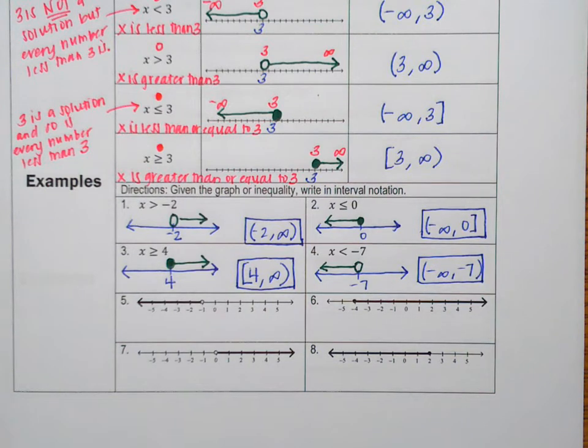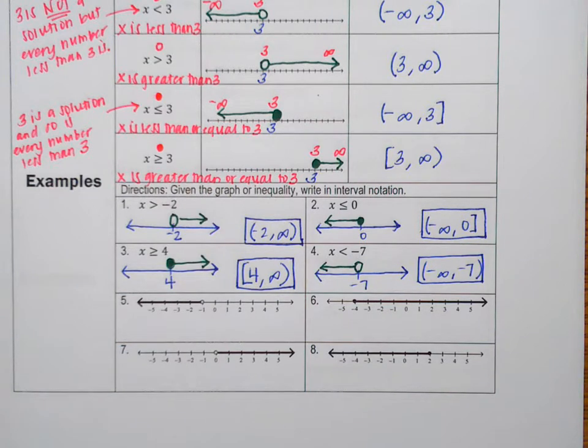Okay, so I want you guys to look at 5, 6, 7, and 8. It's giving you the graphs of those. So it's actually easier than 1 through 4 because we had to kind of use the graph to help us write it in interval notation. So I'm going to start you guys with 5, and then I'm going to go on from that.